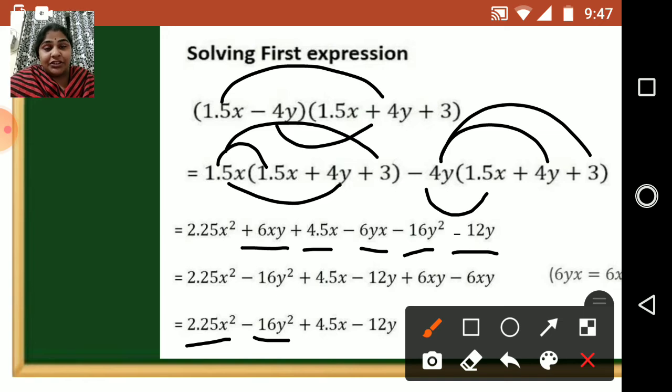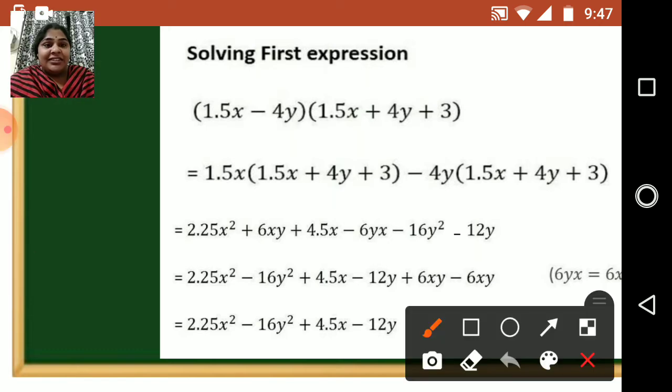So negative 12y. Now again here, after solving the multiplication, all the terms, let us see which are the like terms, and then we can add and subtract. So 2.25x square as it is, children, because there is no other x square term. Then negative 16y square also as it is, because there is no other term of y square.